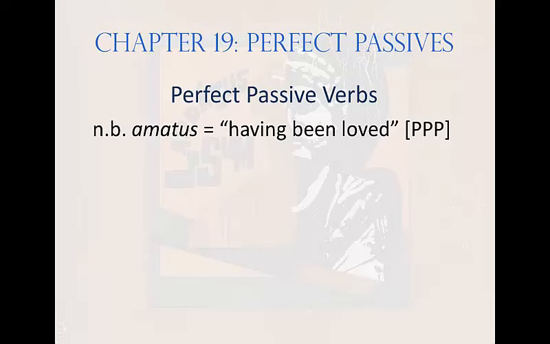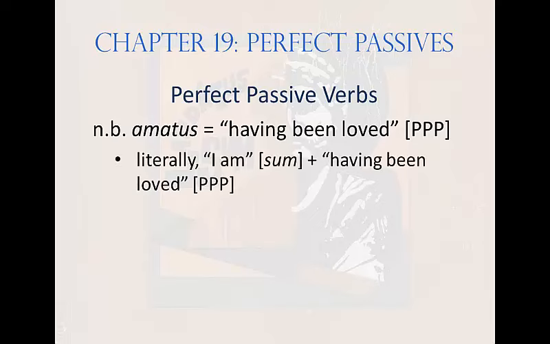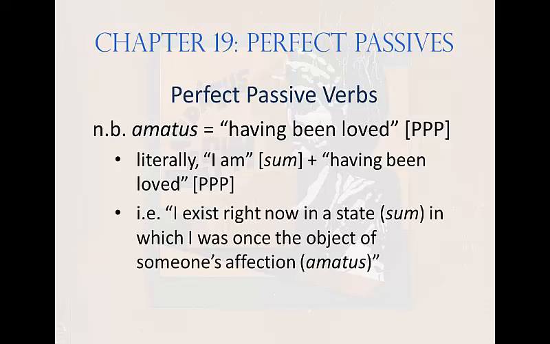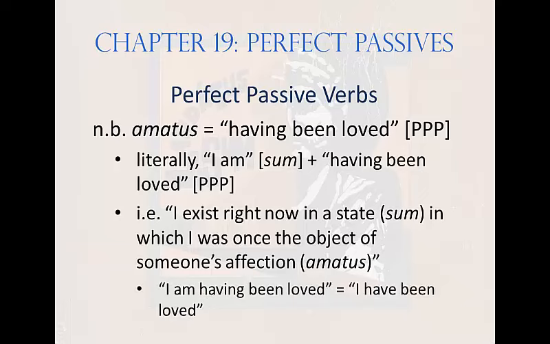So when a perfect passive participle, like amatus, is added to the present tense of the verb to be, sum, it means literally, sum, "I am," amatus, "having been loved." In other words, I exist right now, sum, in a state in which I was once the object of someone's affection, amatus. Where Latin puts the past tense value in the participle, having been loved, English puts that same past value in the form of the verb to be, "I have been." Thus, "I am having been loved" is the grammatical equivalent of "I have been loved."